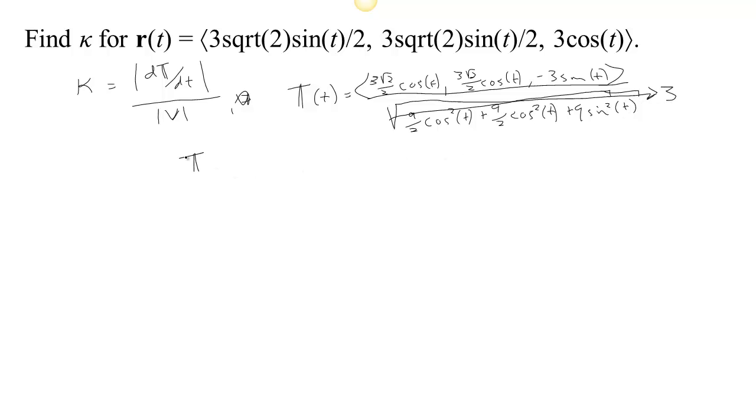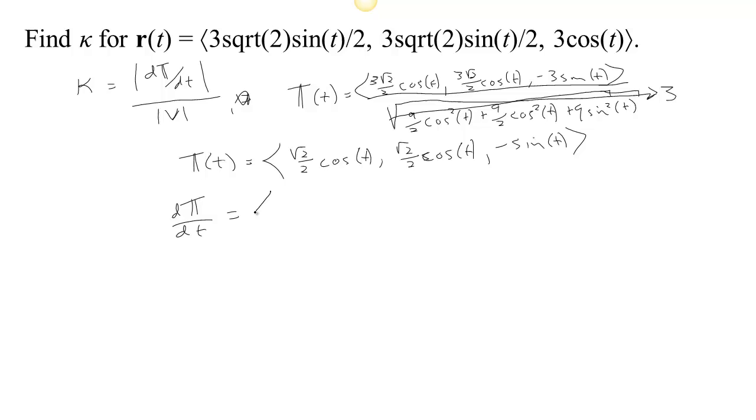So that means that our unit tangent is, if we divide everything by 3, root 2 over 2 cosine t, root 2 over 2 cosine t, and minus sine t. Then dT/dt, the derivative of the unit tangent, is going to be minus root 2 over 2 sine t, and again minus root 2 over 2 sine t, and the derivative of minus sine is minus cosine.